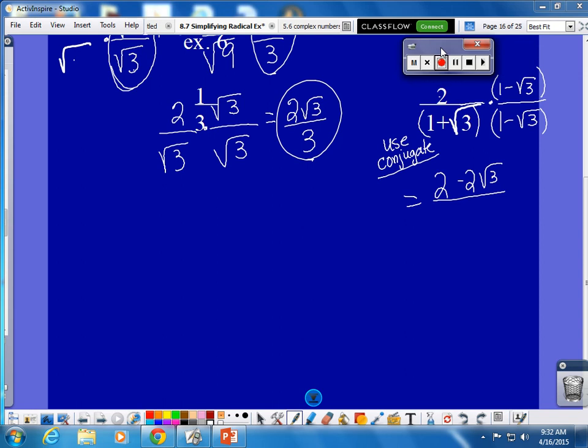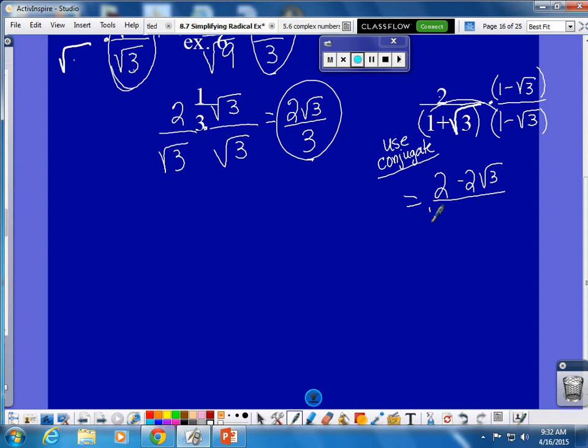The denominator, here's my binomials. Binomial times binomial. So we'll do first, outer, inner, last. What does last give me? Negative square root of 9. Exactly.